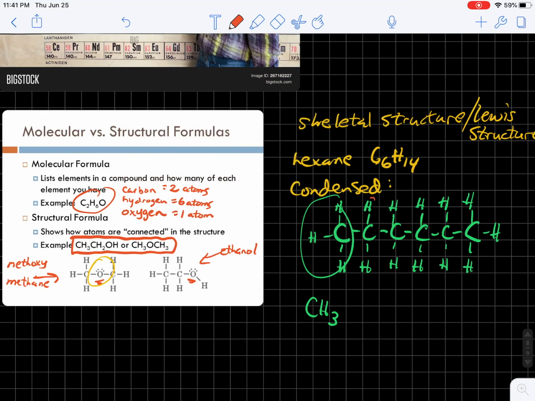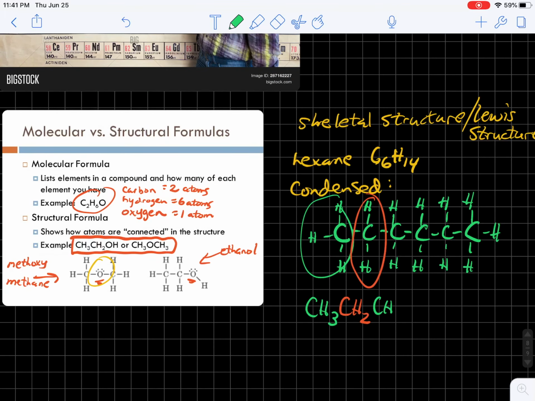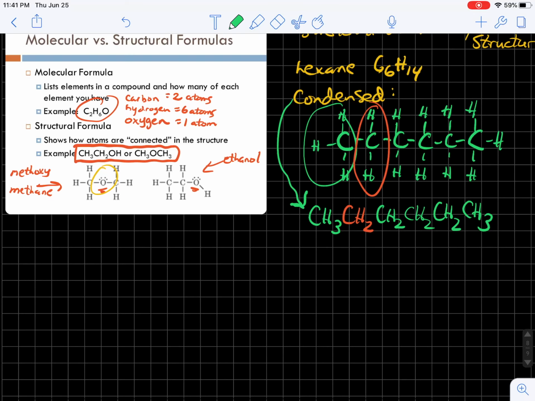And here on the next one, we're going to say, all right, this one's connected to 2 hydrogens, so we're going to write CH2. And then we just go through the rest of the carbon chain. CH2, CH2, CH2, and then on the terminal end, we have CH3. So that would be a condensed structural formula.